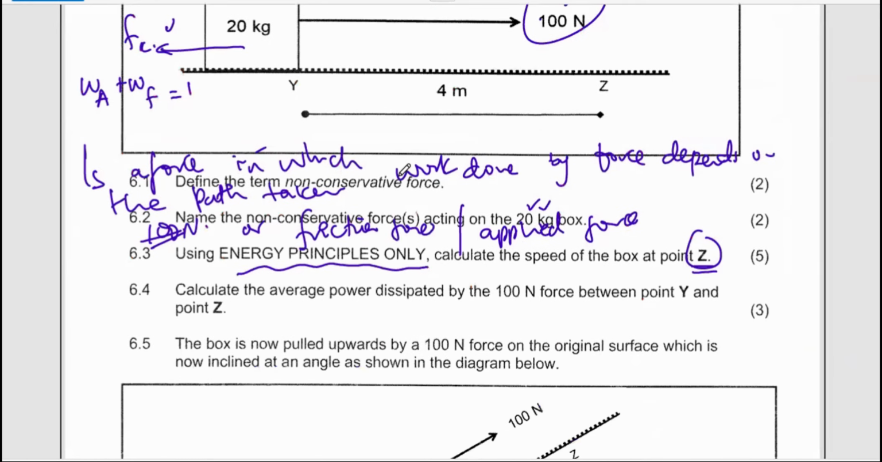Then 6.4, can we calculate the average power that is dissipated by the 100 newton force between Y and Z? We know that the average power is given as the force multiplied by the velocity. Our force is 100, and the change in velocity is 3.74 minus the initial 0, which is 3.74, giving us 374. Power is given in watts.